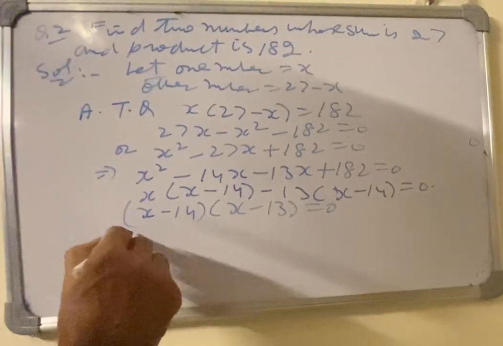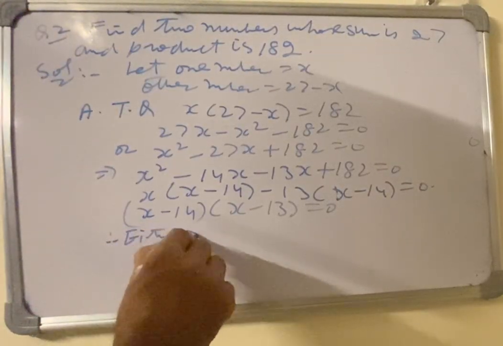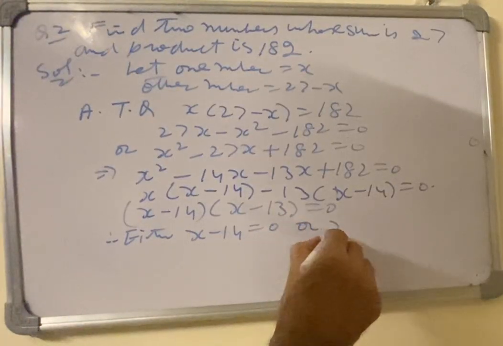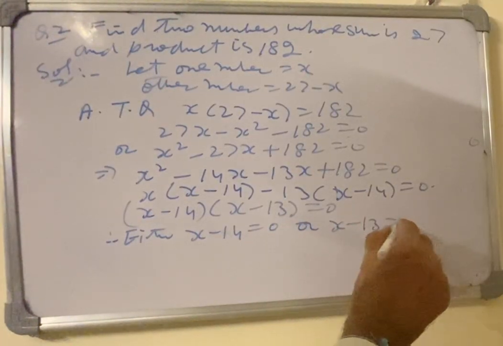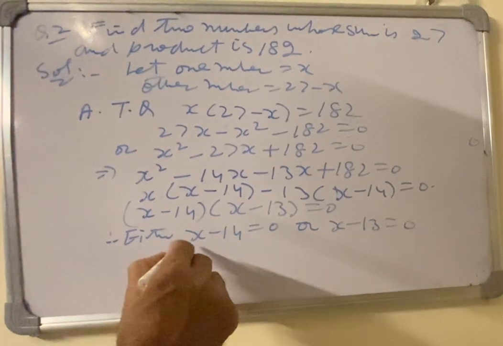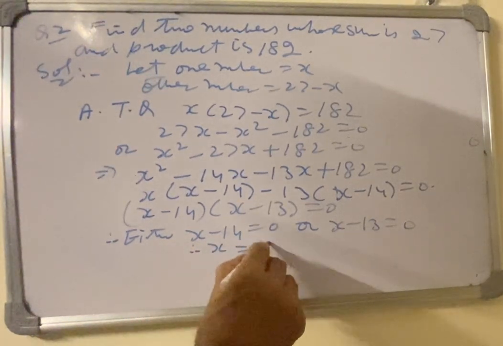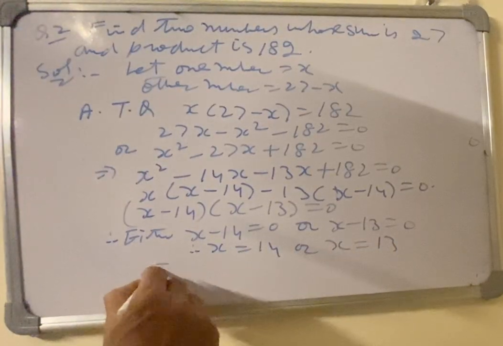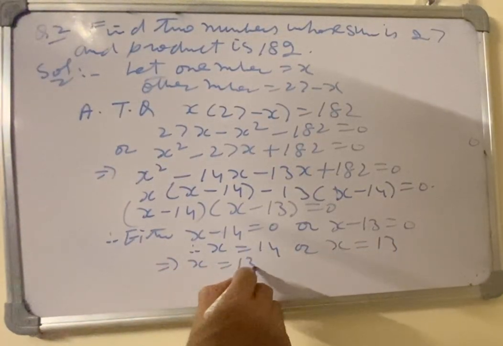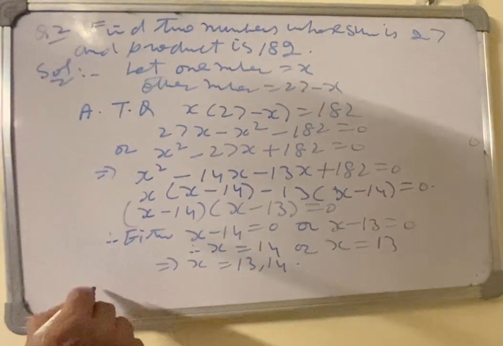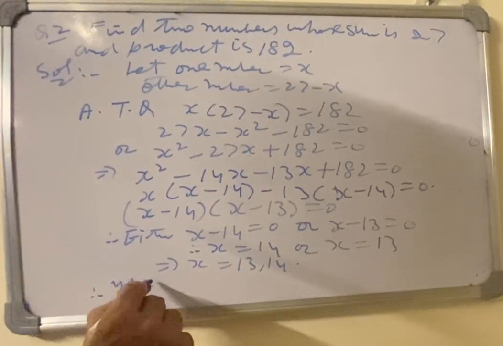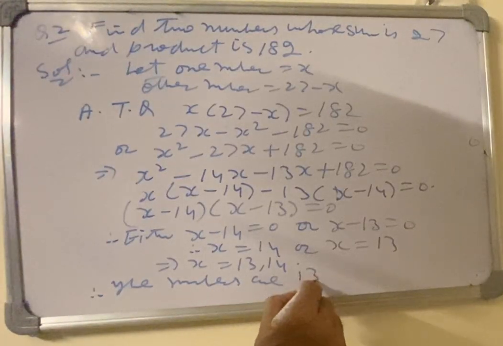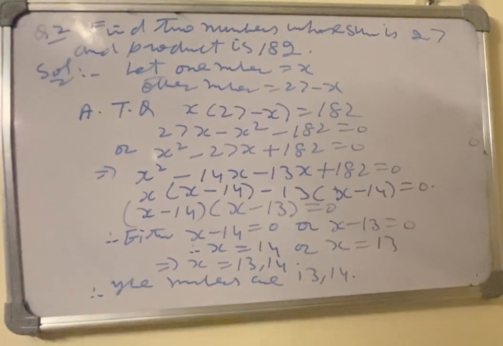Therefore, either x minus 14 is equal to 0 or x minus 13 is equal to 0. Therefore, x is 14 or x is 13, means x is equal to 13, 14. Therefore, the numbers are 13, 14.